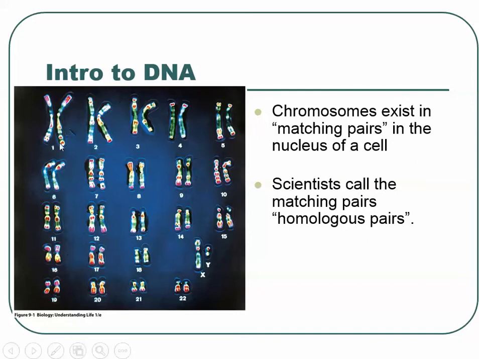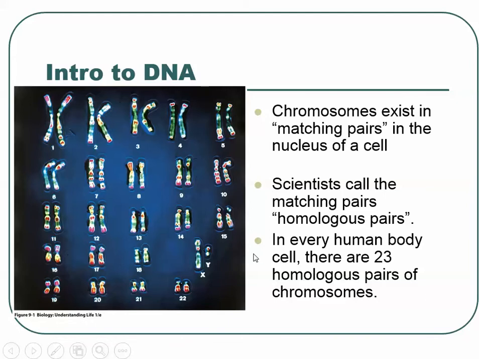And what you need to remember is that this chromosome is one huge long molecule of DNA all coiled up. All right, and since we like to focus on humans, and we will in our Hardy-Weinberg example, in every human body cell there are 23 matching pairs of chromosomes, again, what we call homologous pairs.